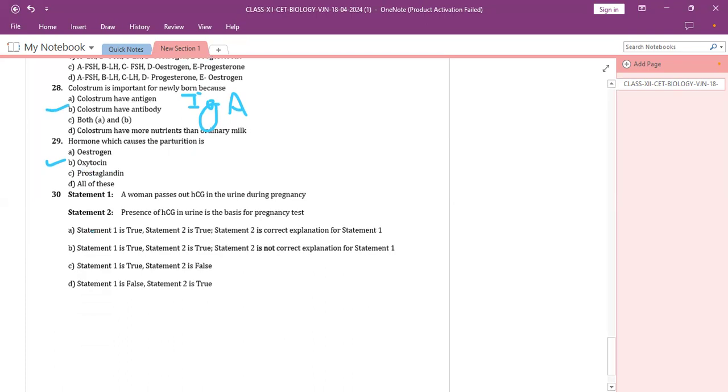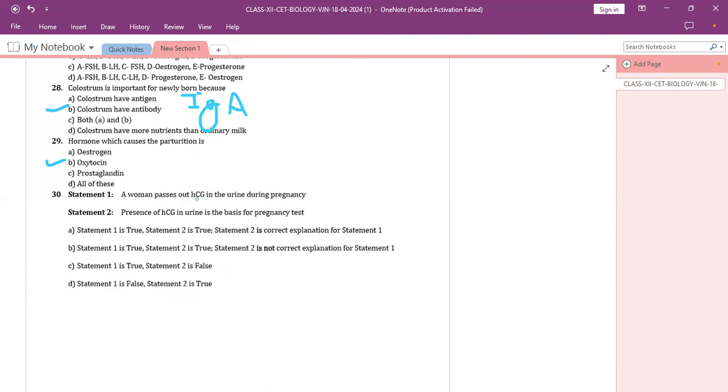It's an assertion and reasoning statement. Statement 1 says, a woman passes out HCG in the urine during pregnancy. What is HCG? Human chorionic gonadotropin hormone. Statement 2 says, presence of this HCG in urine is the basis for the pregnancy test. Option A says statement 1 is true, statement 2 is true, statement 2 is the correct explanation for statement 1. B says statement 1 is true, statement 2 is true, statement 2 is not the correct explanation for statement 1. C says statement 1 is true, statement 2 is false. D says statement 1 is false, statement 2 is true.